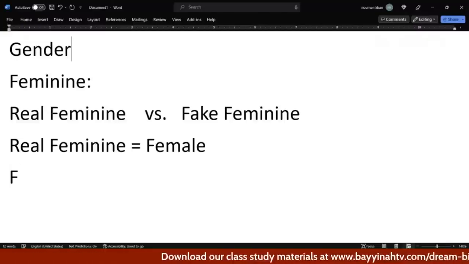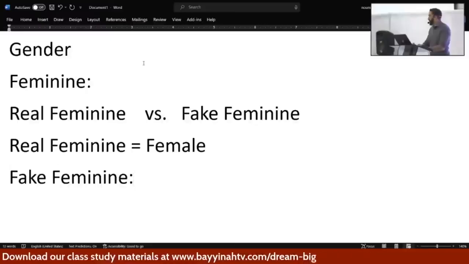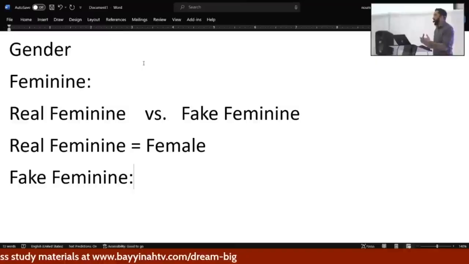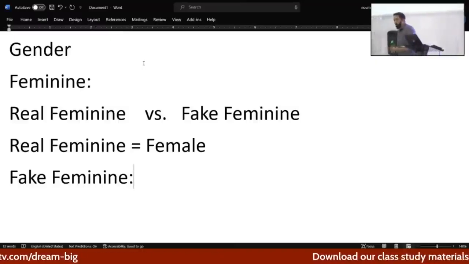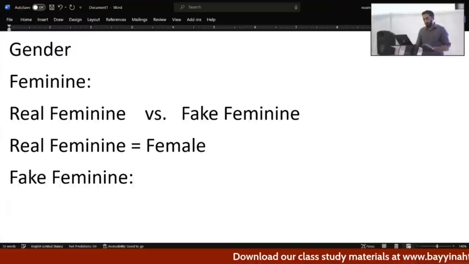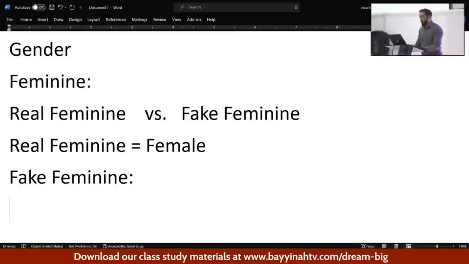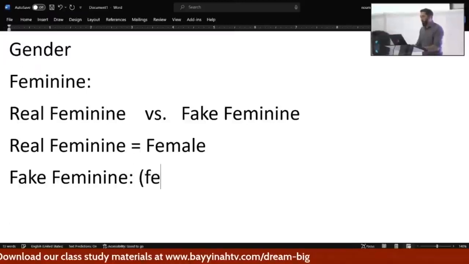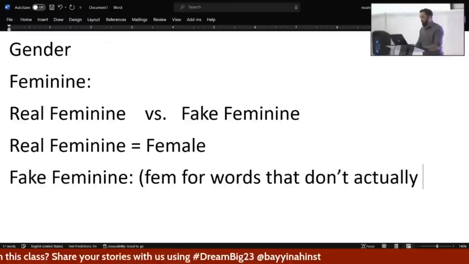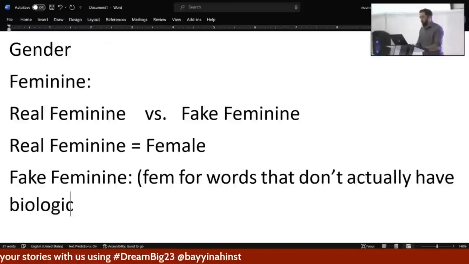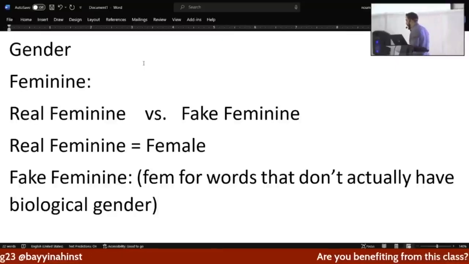What we really have to study then is what? Fake feminine, which basically means grammar feminine. Not biology feminine, but grammar feminine. So fake feminine is made up of a few things. Number one, first what you need to know is this is feminine for words that don't actually have biological gender. That's what I mean by fake feminine.